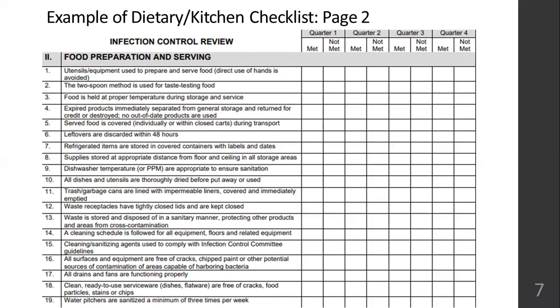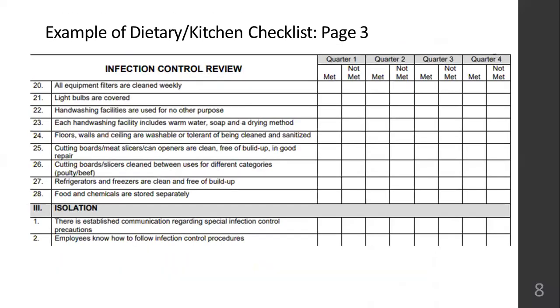All the water pitchers, flasks or jugs should be cleaned at least 3 times a week. All equipment in the kitchen is cleaned weekly once. Light bulbs are also cleaned weekly once.